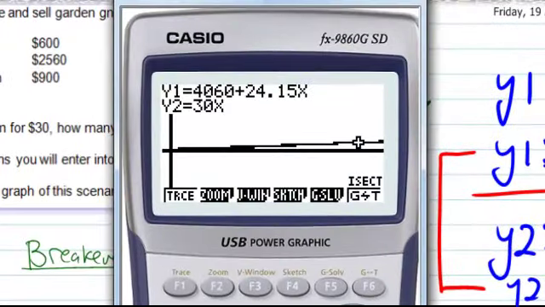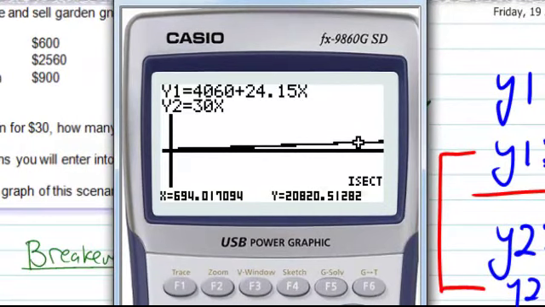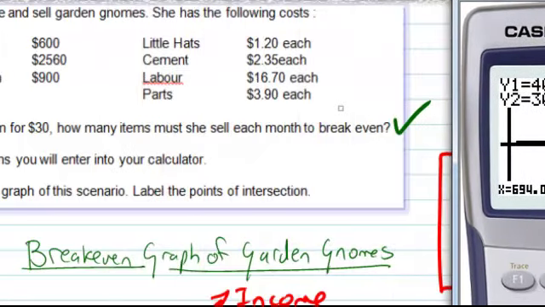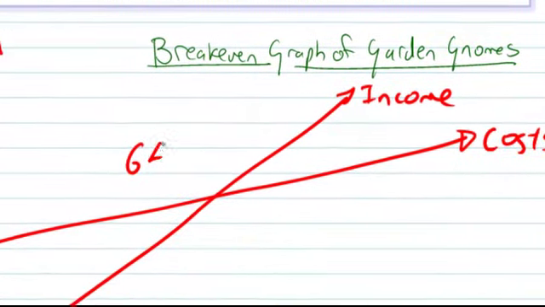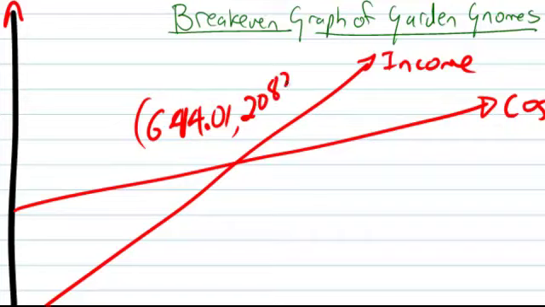Shift, G solve, intersect, which is F5, and it will trace it around and it will say the intersection point is 694.01 and 20,820. So what we're going to do is in here just label it 694, the comma, and then we put in the 20,820.5. So over here 20,820.5 and bracket. So now you've labelled the graph.